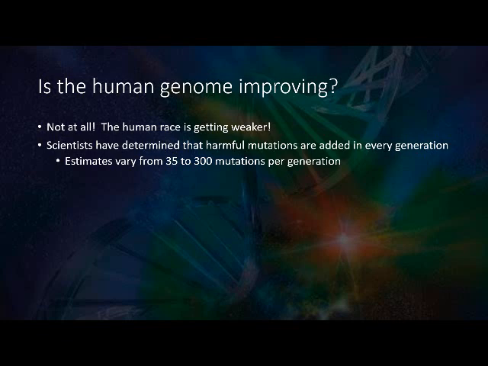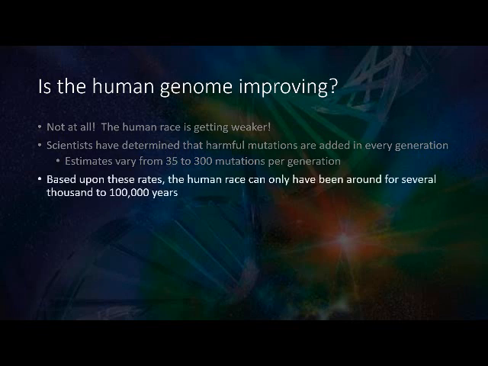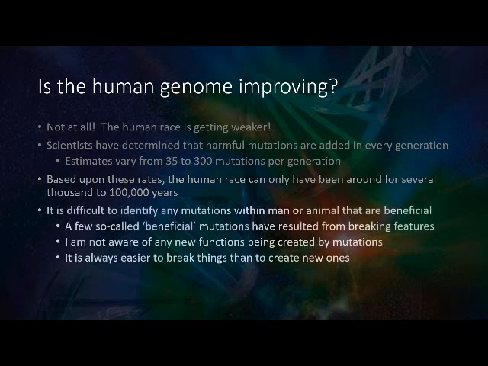Now, I've heard different people claim some that there are 35 mutations per generation and up to as many as 300 mutations per generation. And depending upon which rate you assume, the human race can only have been around for several thousand years or maybe up to 100,000 years, not for millions of years. And it's difficult to identify mutations within either man or animal that are really beneficial.